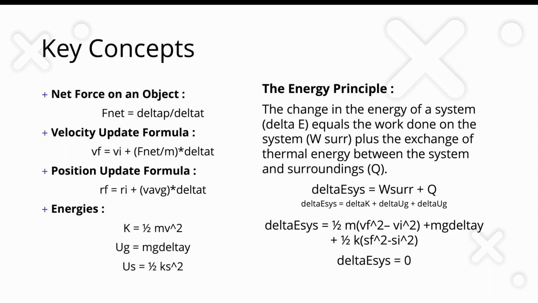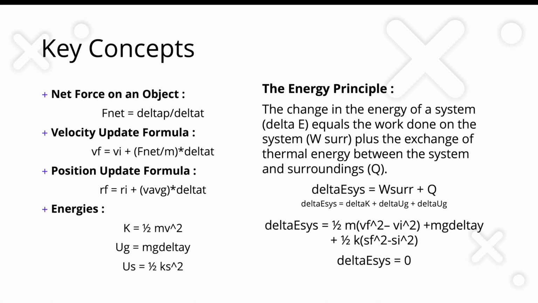Our gravitational potential energy is mg delta y, and then our spring potential energy is 1/2 ks squared. So for our energy principle, that is described as the change in the energy of the system, or delta E, is equal to the work done on the system, so W surroundings, plus the exchange of thermal energy between the system and the surroundings, which is Q. So delta E system equals W surroundings plus Q.